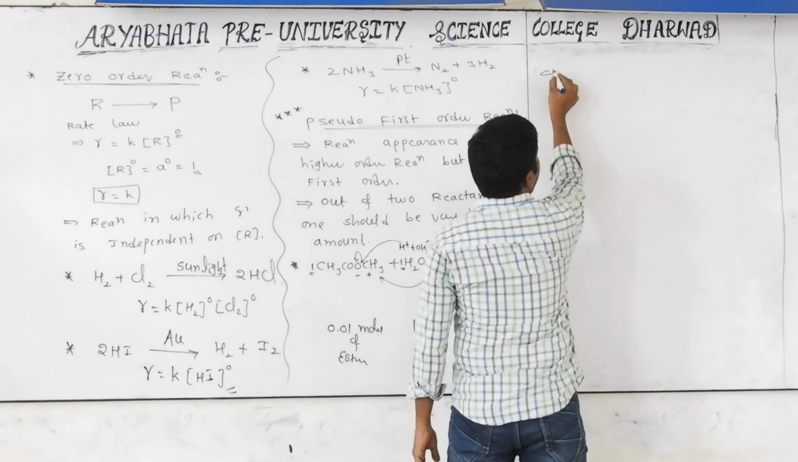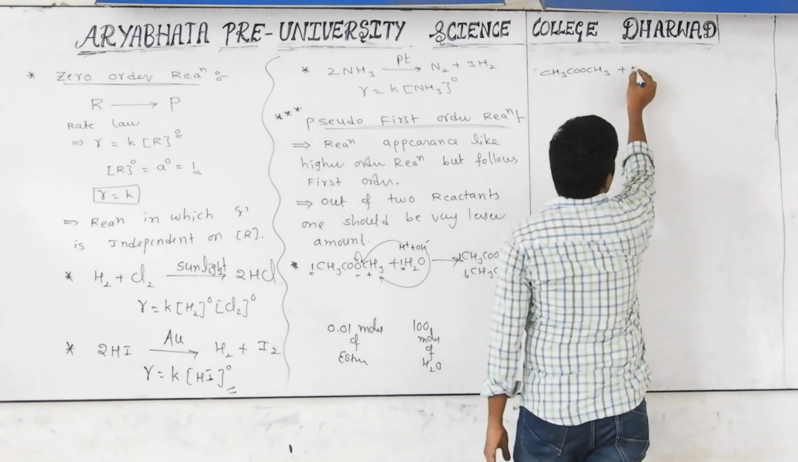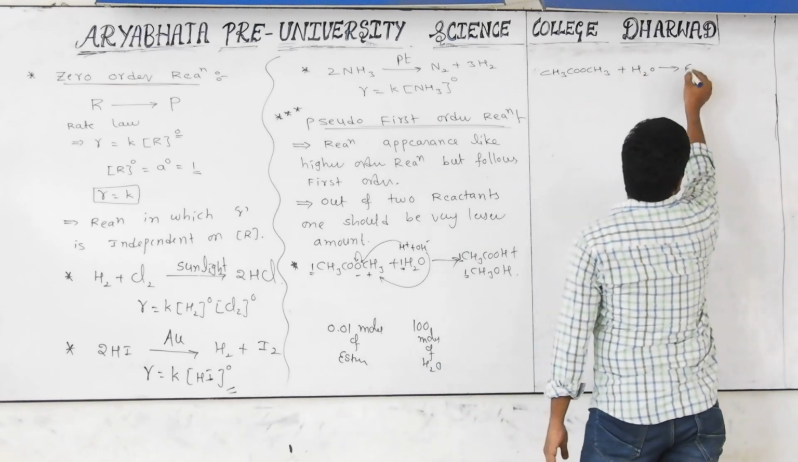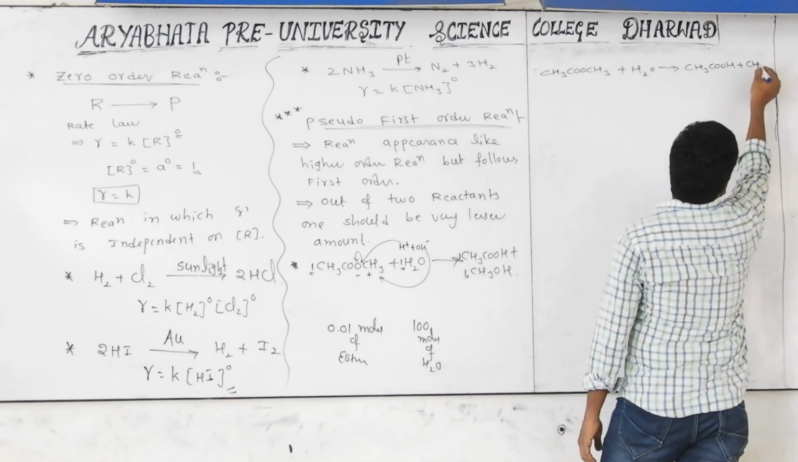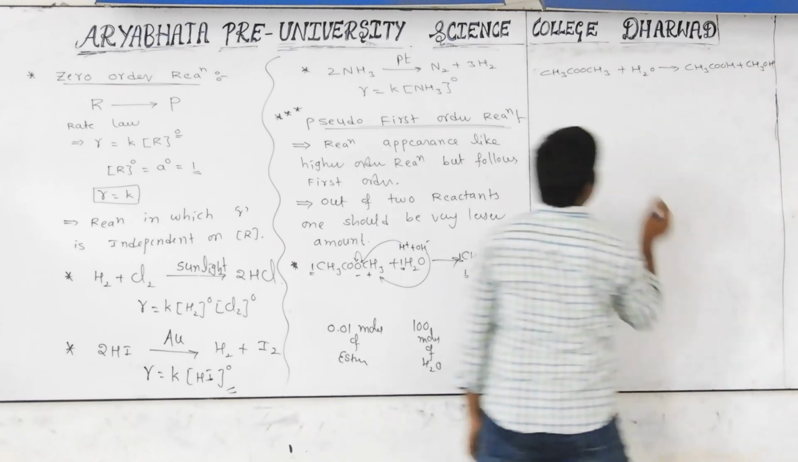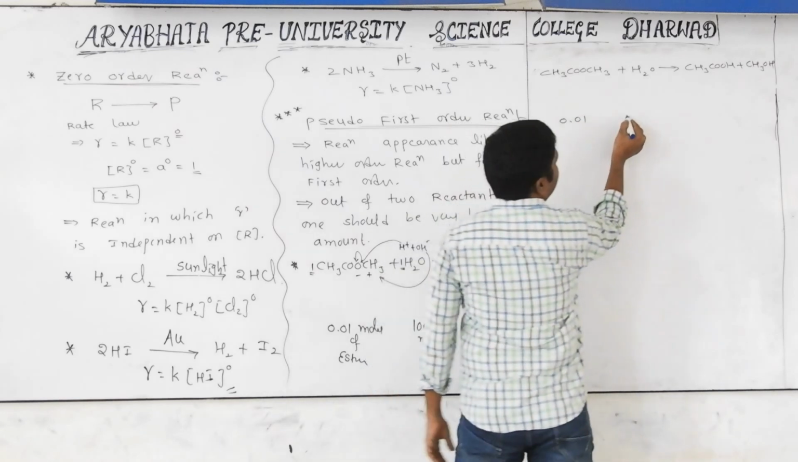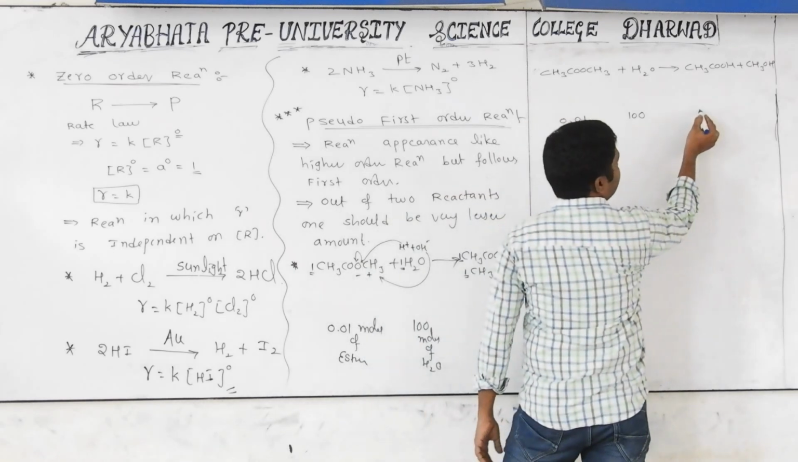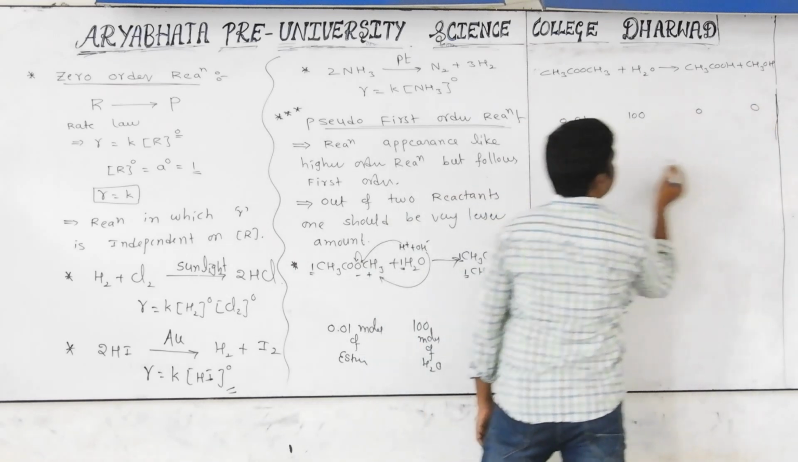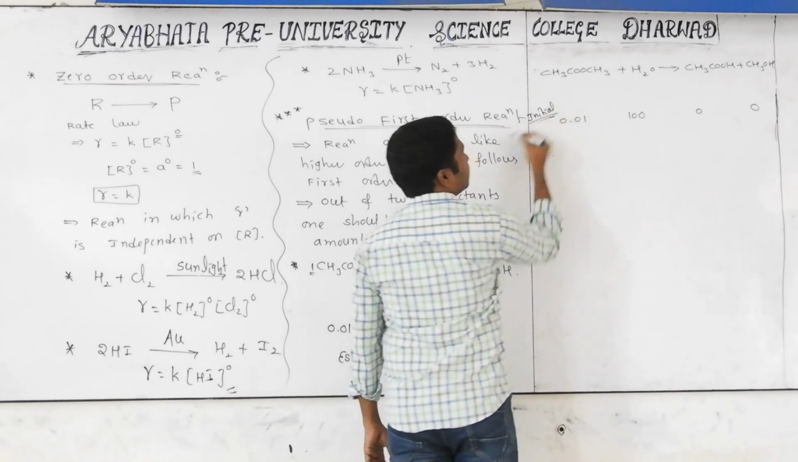It is CH3COOCH3 plus H2O, and we get CH3COOH plus CH3OH. What are we taking now? We are taking 0.01 mole of ester and 100 moles of water. So initially, are there any products? No, 0. This is the situation at the start of the reaction.